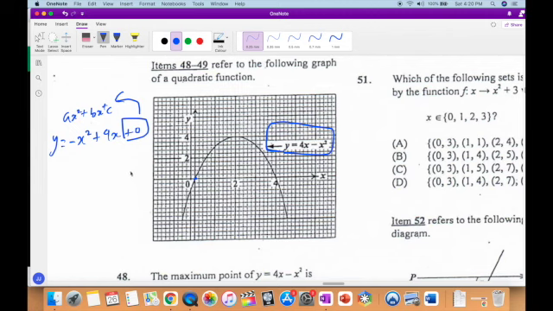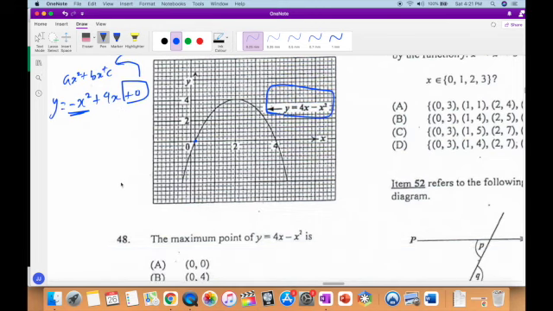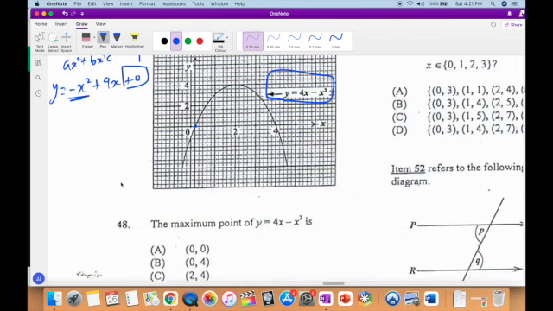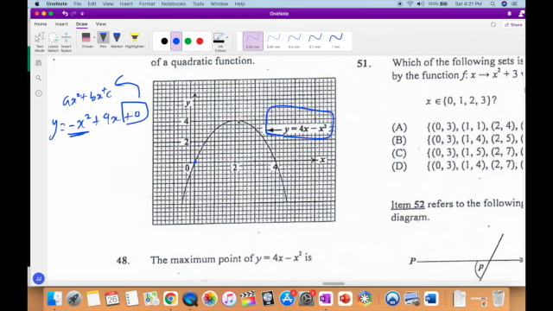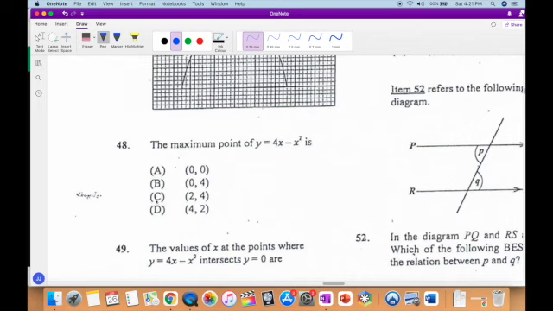But you can also tell with the negative a that we're dealing with, you know, when a is negative, we're dealing with a frown. When a is positive, we're dealing with a smile, alright? So just remember it like that, yeah? The maximum point of that is, well, the maximum point will be right here, and that will be 2 on the x, 4 on the y, so that is the point 2, 4.